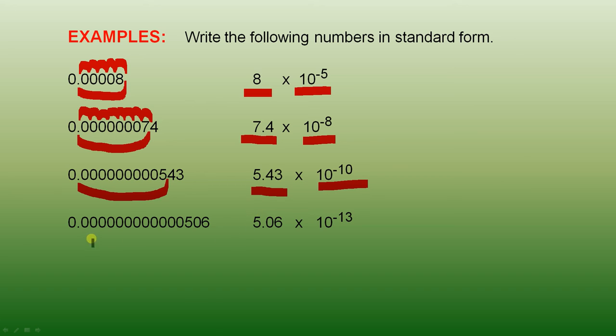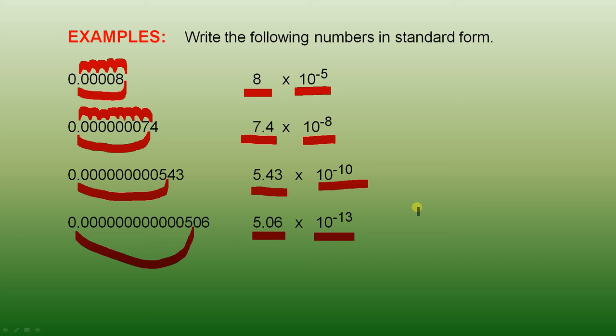And finally, this decimal point has to be moved into there. That gives us 5.06. To move it back to its original position, 1, 2, 3, 4, 5, 6, 7, 8, 9, 10, 11, 12, 13. So it's 10 to the minus 13. So all these numbers are in standard form. They're very small numbers. That's why we have negative indices. And that's how we do standard notation for large numbers and small numbers.